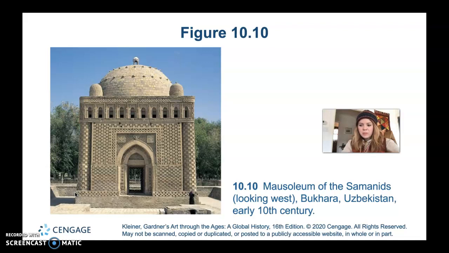And there are some engaged columns at the corners of the building. And there is a brick blind arcade, which is up here, basically a series of arches all the way around the building. This wraps all the way around the building. And inside, the brick dome rests on an arcuated brick frame with engaged colonnettes. So this dome-on-cube form is definitely common in Islamic funerary architecture and Islamic architecture in general.